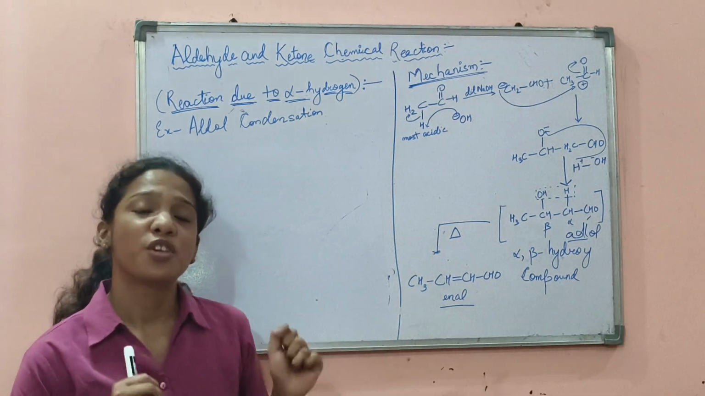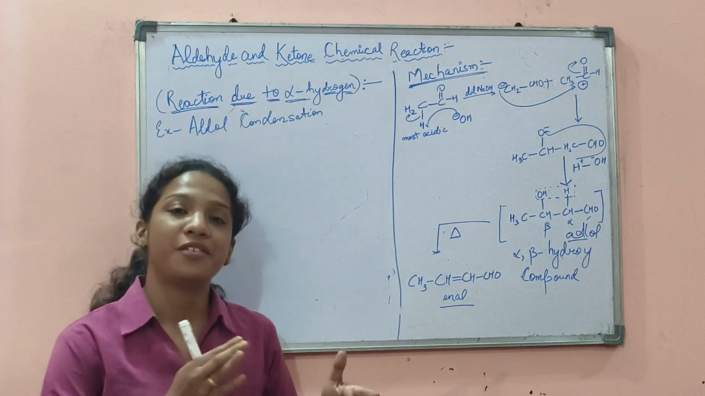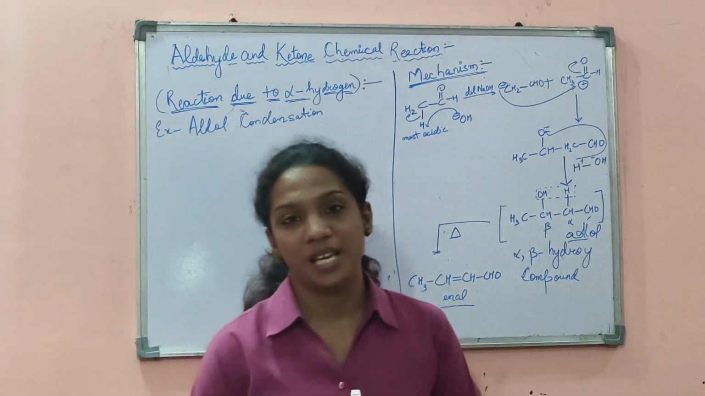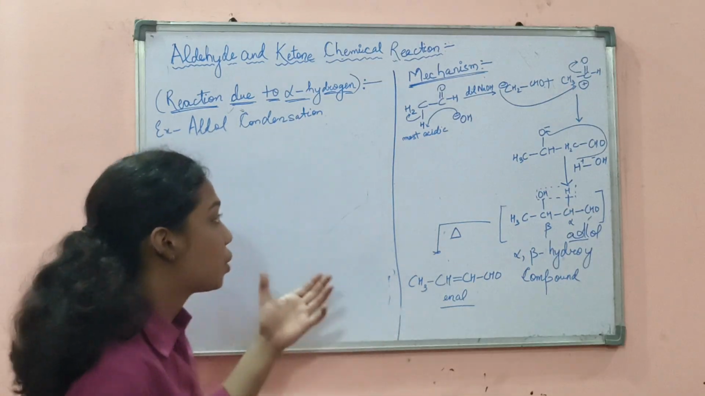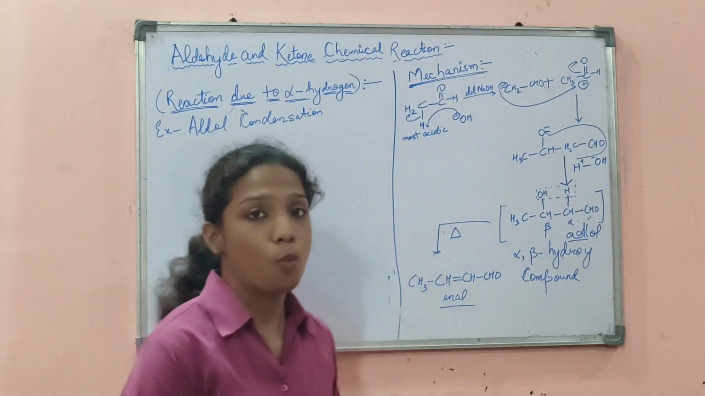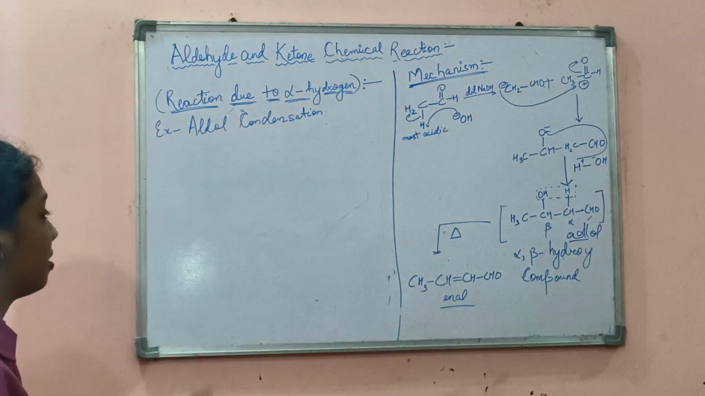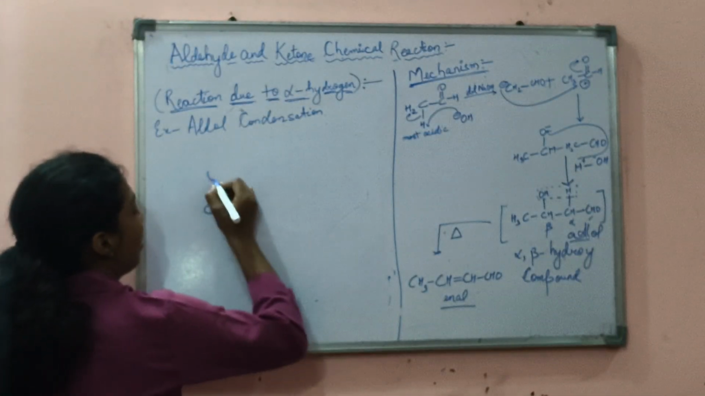A compound which consists of an alpha hydrogen atom, when it reacts with a dilute base, and we can take any base, in the presence of heat gives an alkene. So let's see what happens in the aldol condensation reaction. First of all, we will take an aldehyde group.